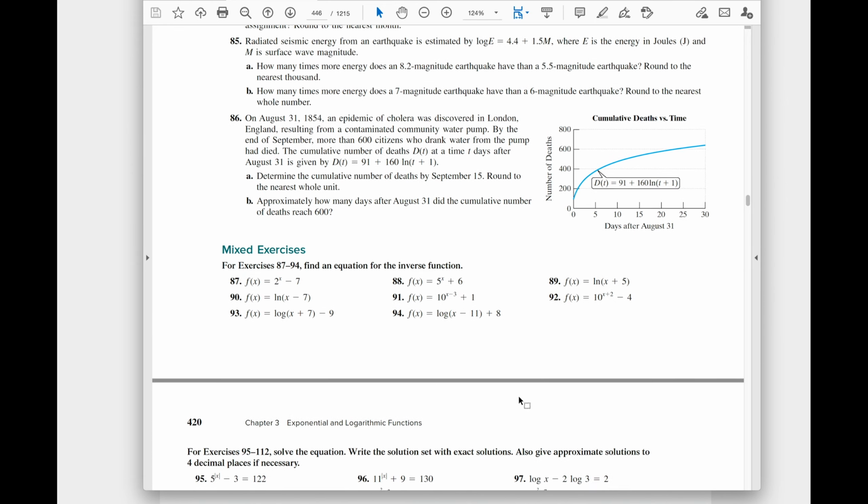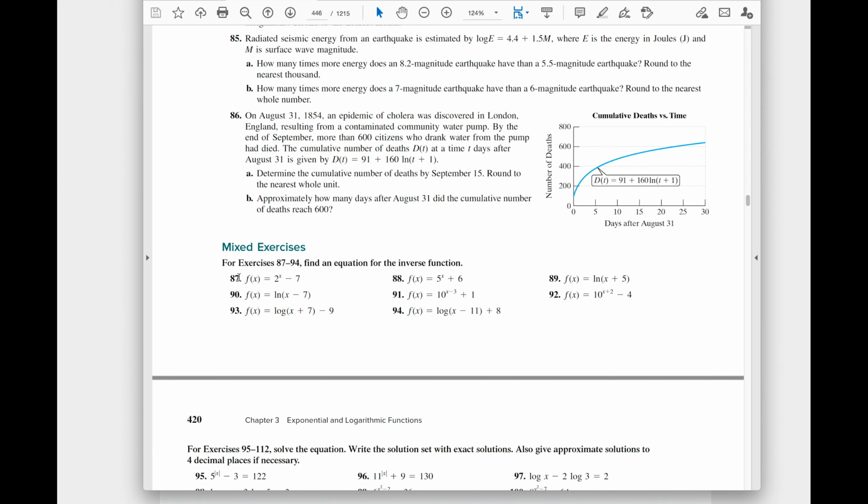All right, how about these problems? 87 through 94. Find an equation for the inverse function. For the inverse function, let's do one of them. How about we do 94? Okay. So 94.